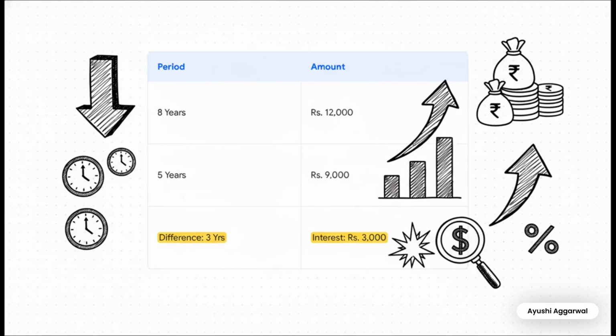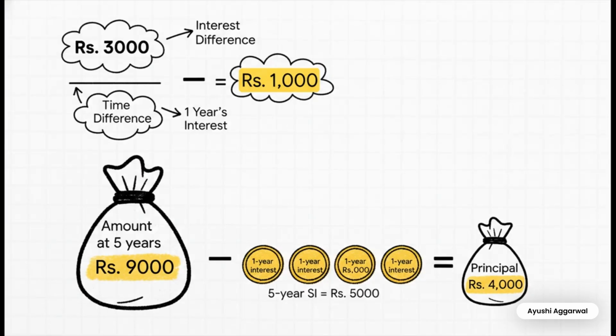Notice what's different here. They haven't given us the principal or the rate to start with. The absolute key to solving this is right here. Just look at the difference. The time difference is 3 years, right? And in those 3 years, the amount grew from 9,000 to 12,000. That's an increase of 3,000 rupees. And because this is simple interest, that increase is the interest that was earned. So the interest for 3 years is 3,000 rupees. So, if the interest for 3 years is $3,000, then the interest for 1 year is obviously 1,000 rupees.